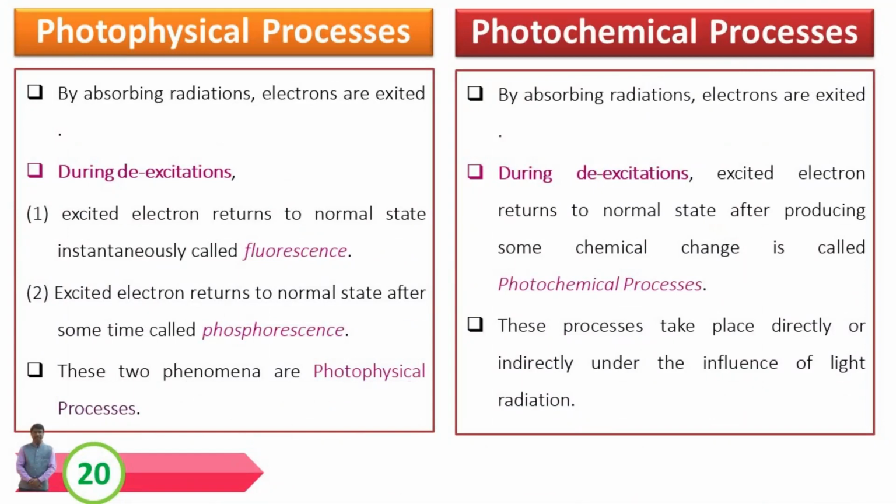Photophysical processes and photochemical processes. Fluorescence and phosphorescence, two phenomena that emit radiation during de-excitation, are called photophysical processes. During de-excitation, when the excited electron returns to the normal state after producing some chemical change, it is called a photochemical process.